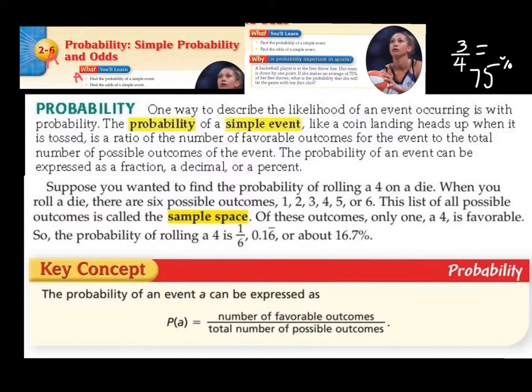The probability of an event can be expressed as P of A equals the number of favorable outcomes over the total number of possible outcomes. And I like to make my silly little shorthand: favorable over total.